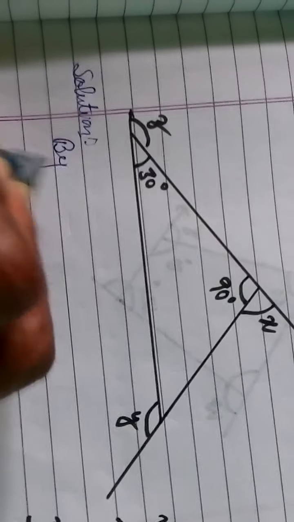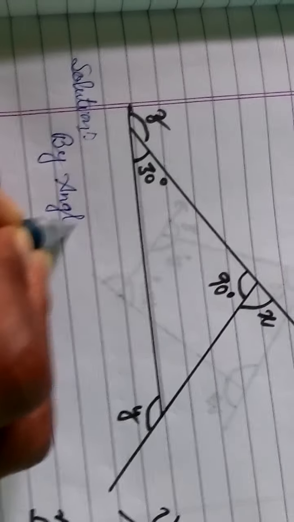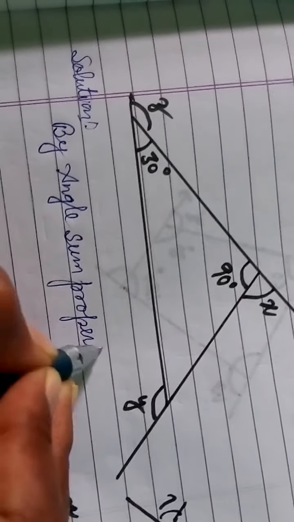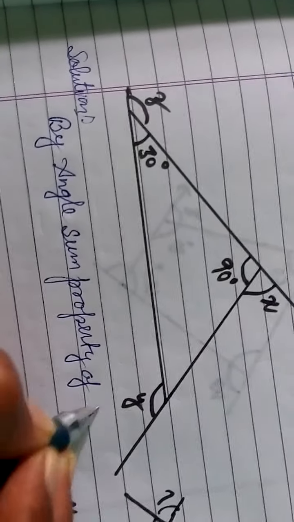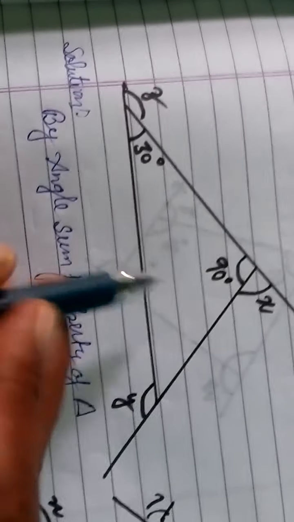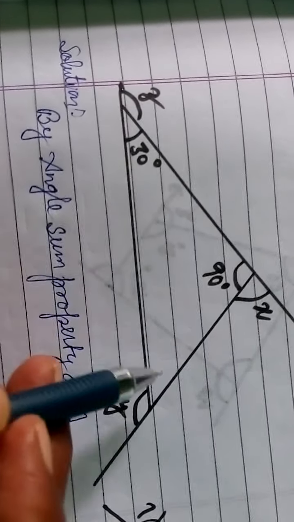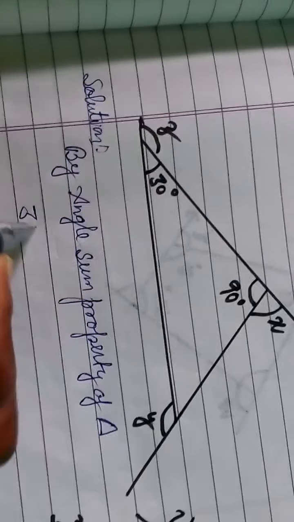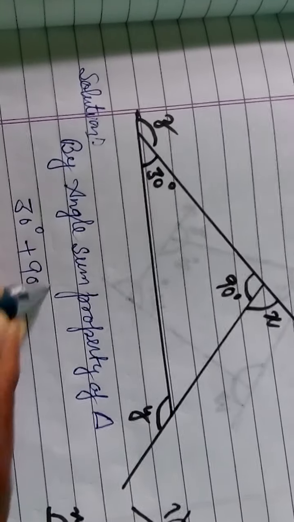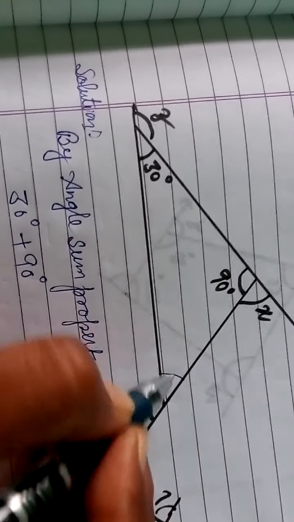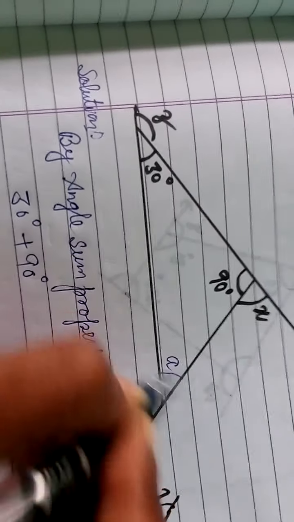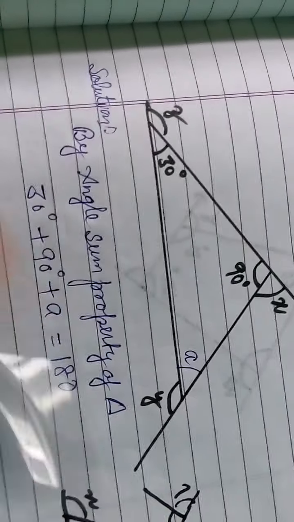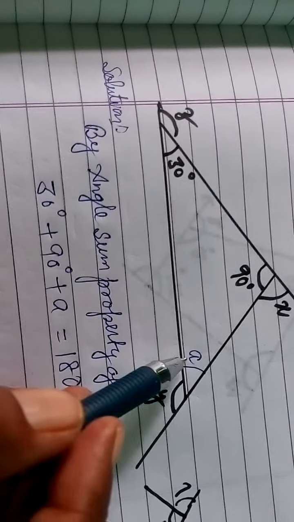By angle sum property of a triangle. What does this property say? It says that the sum of all the three angles of a triangle is 180 degrees. That means 30 degrees plus 90 degrees plus this angle, let me take this angle as A, will be equal to 180 degrees. Why am I doing so?